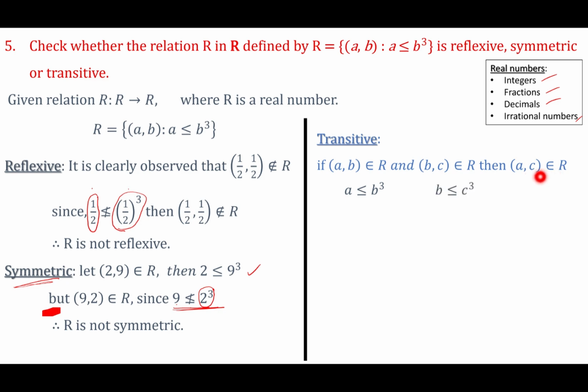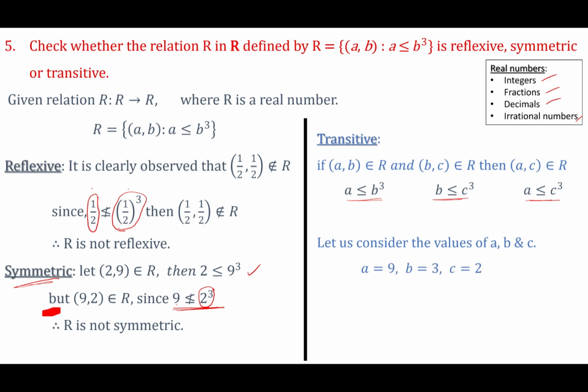And AC belongs to R, which means A is less than or equal to C power 3. Now we need to check that this condition is satisfied even if we keep any numbers. So let us consider the values of A, B and C. You can choose any values, but all the values must satisfy these three conditions. Now I choose A as 9, B as 3 and C as 2.